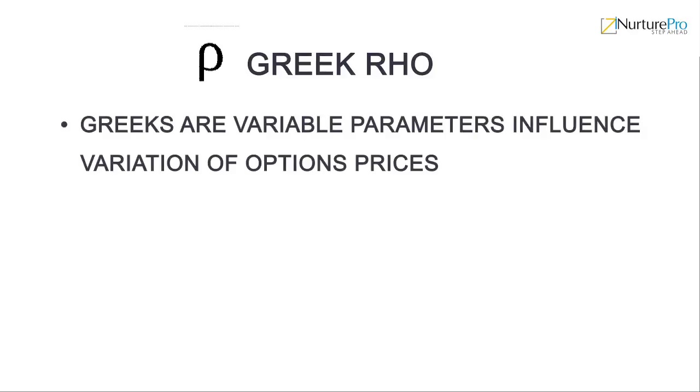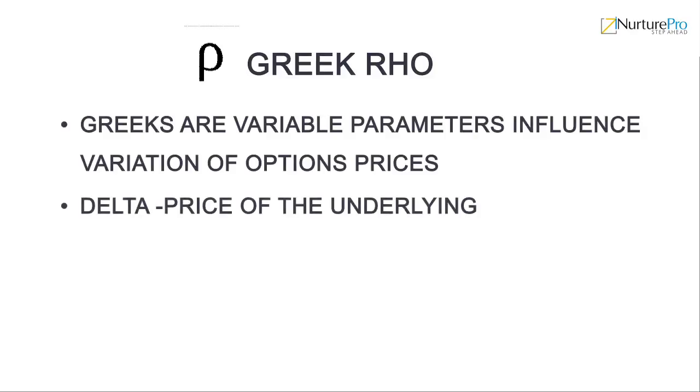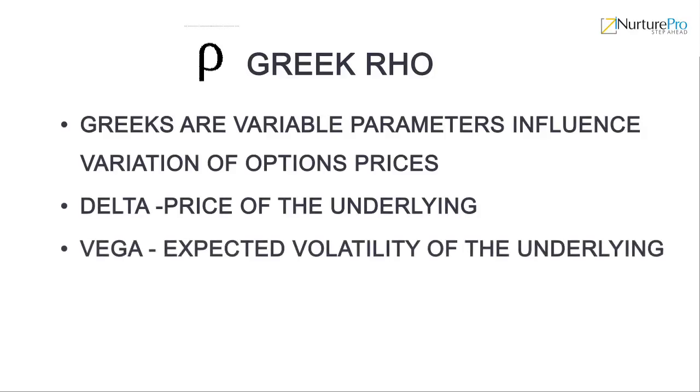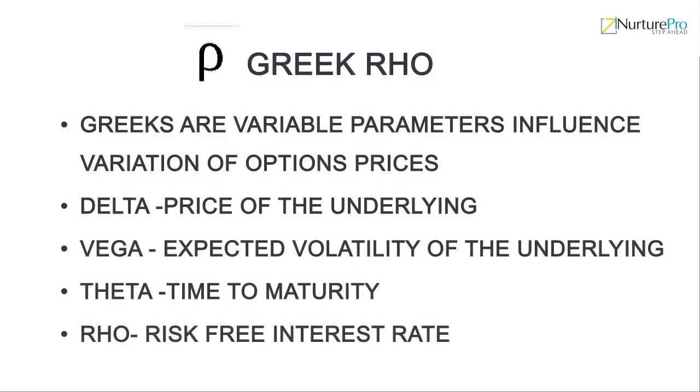Students, in the video we learnt about the Greeks. Greeks are variable parameters which influence the extent of variation of option prices. The Greeks are the delta, that is, price of the underlying, the Vega, the expected volatility of the underlying, the theta, time to maturity, and the Rho, risk-free interest rate.